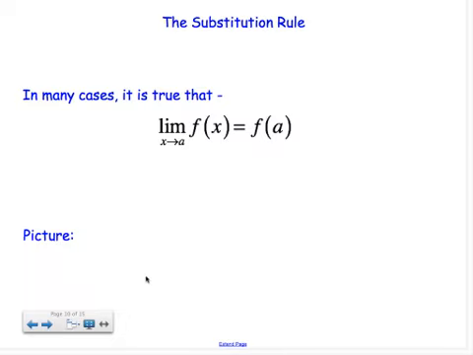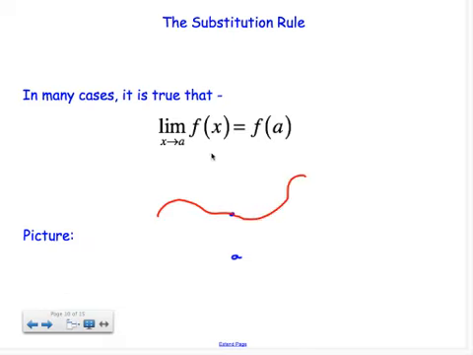What does that look like in terms of a picture? This is a, and f of a is up here. And if we say that the limit as x approaches a for f of x is the same as that number, that means on both sides of that number, the graph goes to that same y value. For a lot of the functions that we've studied, that's the case.